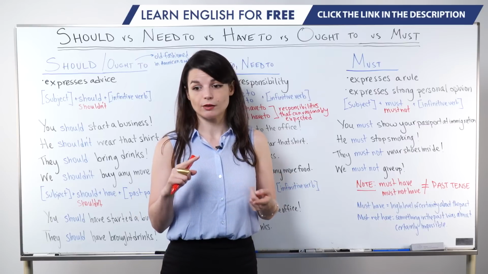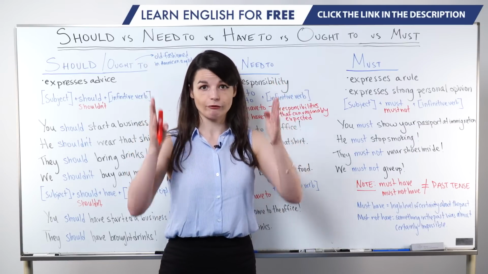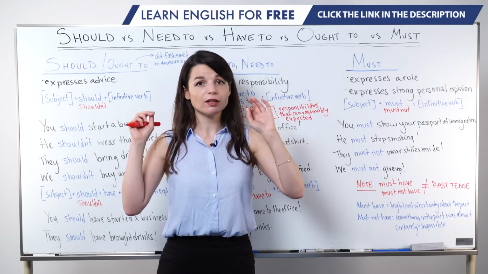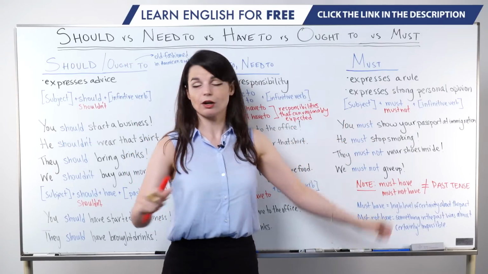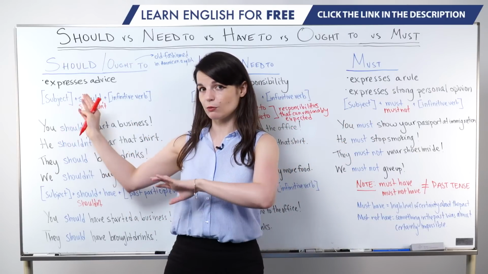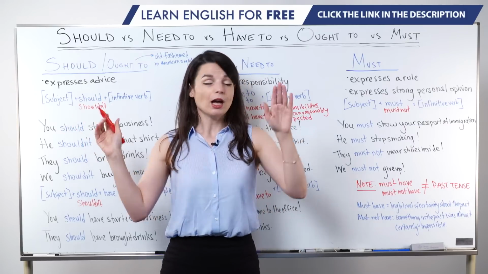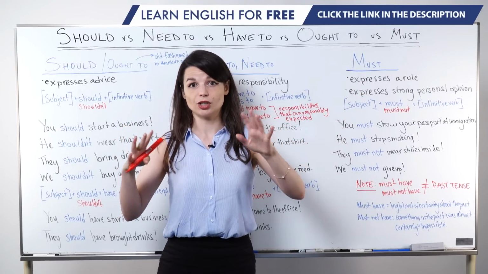So like police or an airport rule or a company rule or a school rule, something that's kind of official. We also use must to express very strong personal opinions. So must sounds a lot stronger than should. In most cases, we use should to express our general advice, just like everyday opinions, but we use must when we have something really strong that we need to share.